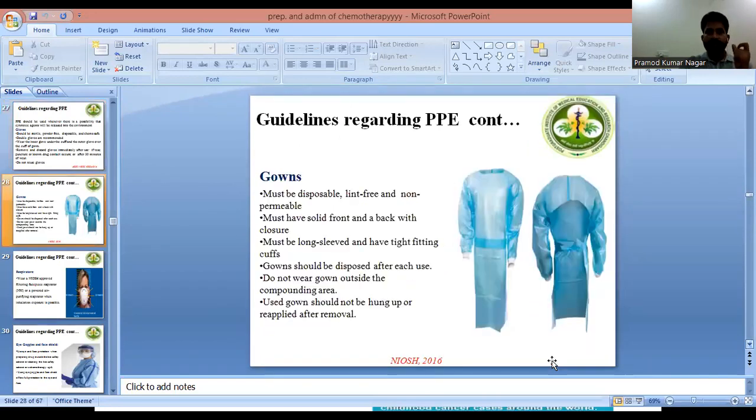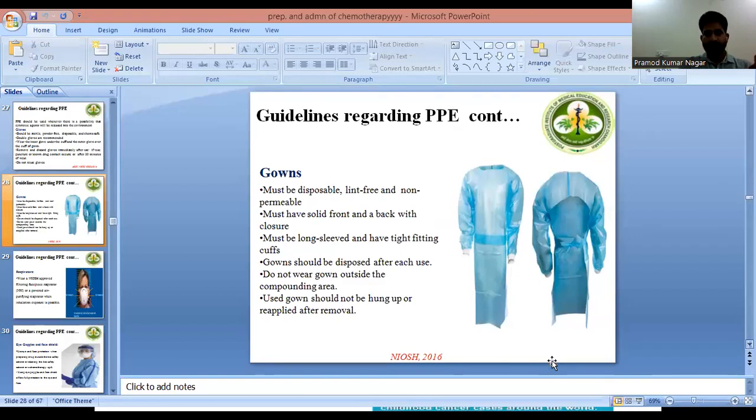Gown must be disposable, lint-free, and non-permeable. It must have a solid front and a back with closure. It must be long-sleeved with tight-fitting cuffs. Gown should be disposed of after each use. Do not wear the gown outside the compounding area, as it will contaminate non-infected areas. Used gowns should not be hung up or reapplied after removal. It is mostly seen in some public hospitals. So this is not a good practice.